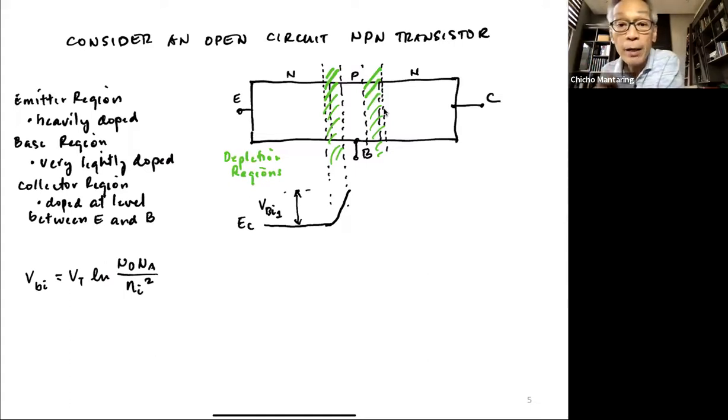I'm also going to get a built-in potential in my collector-base region. So my question is this: where will the built-in potential be larger? Will it be in the collector-base or will it be in the emitter-base? Is anybody willing to guess? Saan magiging mas malaki yung VBI? Dito ba sa depletion region na to o dito sa depletion region na to?